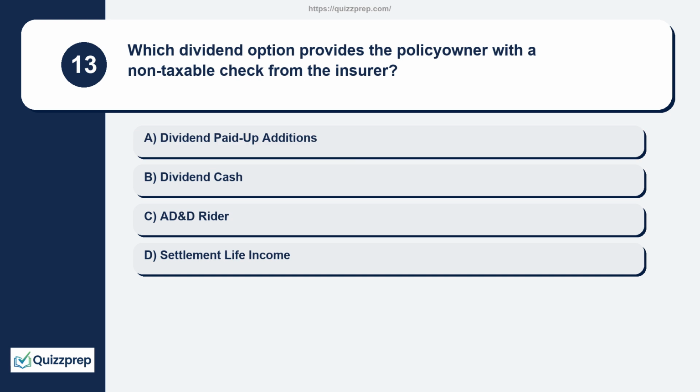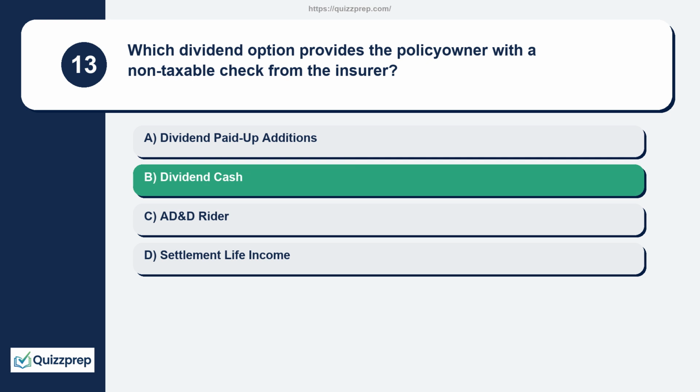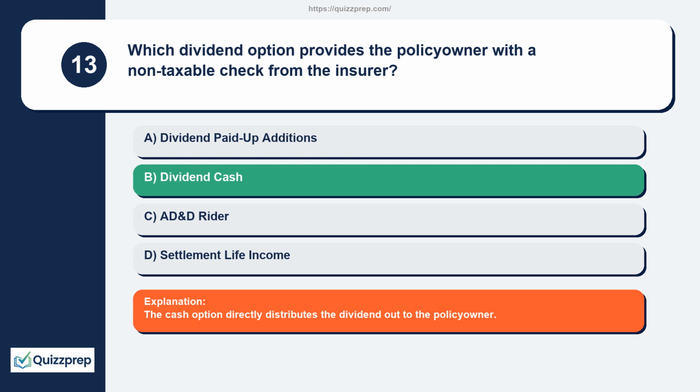Question 13. Which dividend option provides the policy owner with a non-taxable check from the insurer? Dividend paid up additions, dividend cash, add-ND rider, settlement life income. The cash option directly distributes the dividend out to the policy owner.